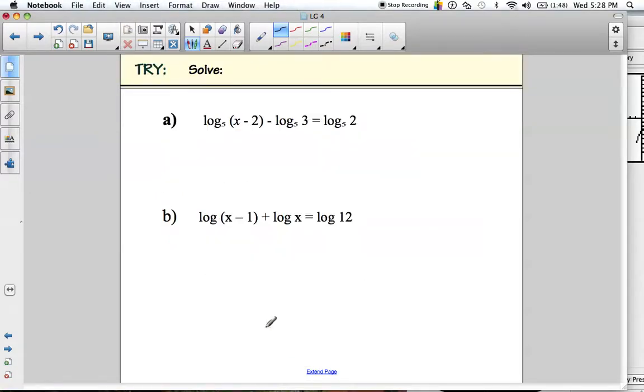All right. So I want you guys to try these ones and remember your laws. So I'll pause it, or you guys can pause it, and you can check your answers with my answers. Okay. Now we have a log, log, and log. So I'm going to do my restriction before I forget. Okay, restriction.